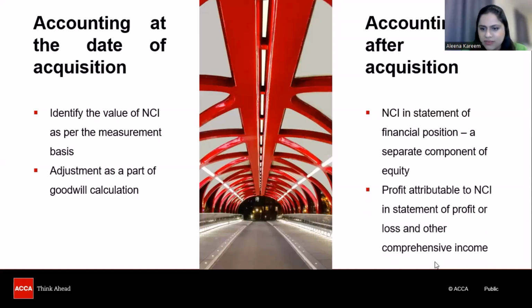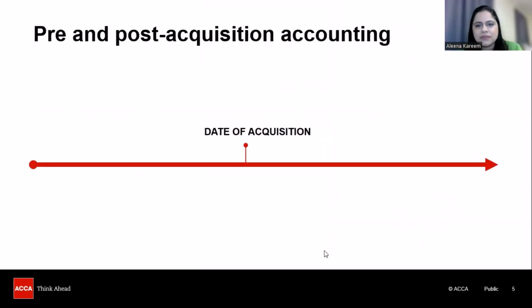Then later on, I'll shift my video even down over here. So profit attributable to NCI in the statement of profit or loss and other comprehensive income. We are also going to discuss later on that the value of NCI in the financial statements, you have to keep in mind which financial statement you're dealing with, and then you have to calculate the value of NCI accordingly. The rules are different for statement of financial position and the statement of profit or loss, although the logic behind them is exactly the same. We'll discuss shortly what I mean by that.